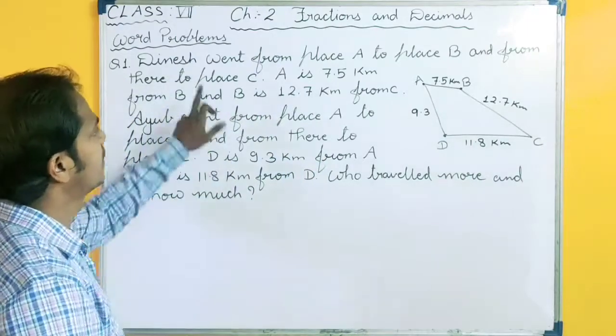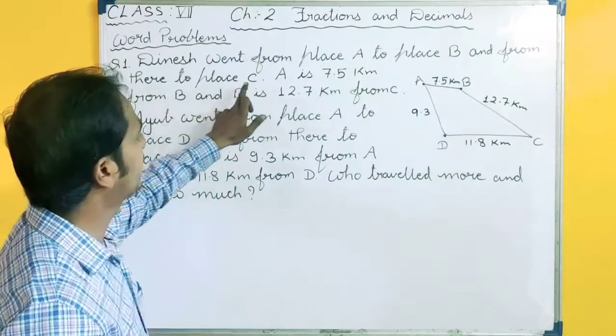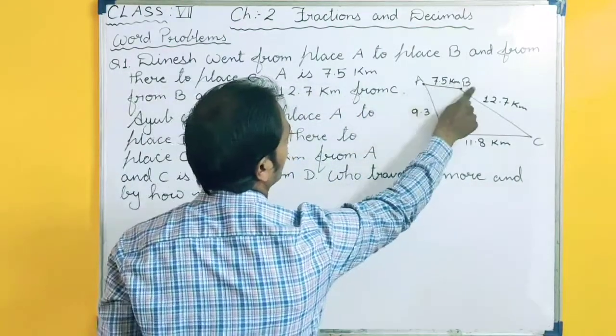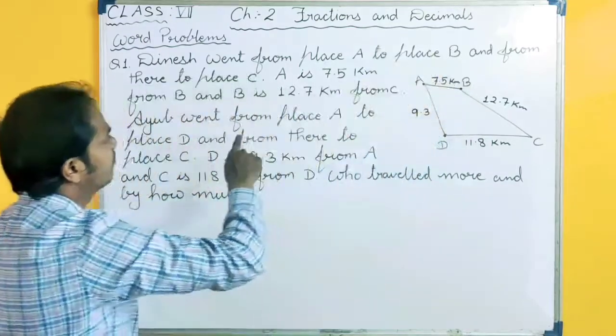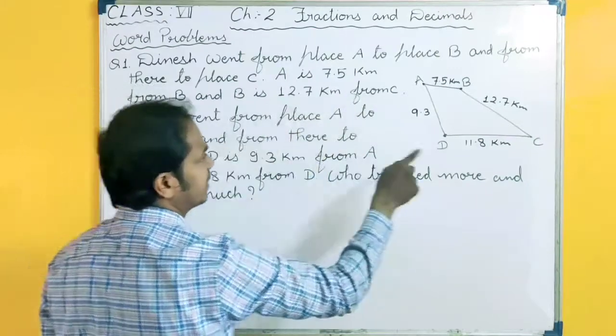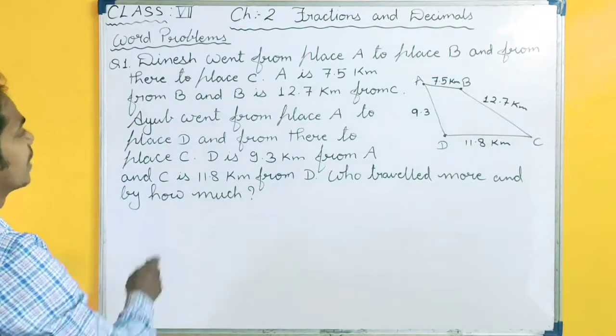Okay, your first question is: Dinesh went from place A to place B and from there to place C. The distance from A to B is 7.5 kilometer, and B is 12.7 kilometer from C. So the distance from B to C is 12.7 kilometer.